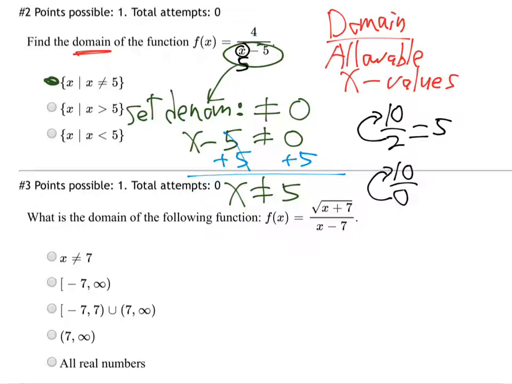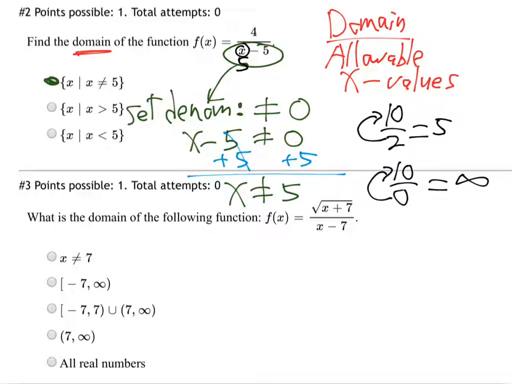How many times does 0 go into 10? Goes in forever, doesn't it? It's infinity, actually, but we just say it's not a number. 0 goes in and in and in forever. Never stops, right? That's why we don't want 0 on the bottom, because it's infinite. All right, so let's come back and try that on number three.